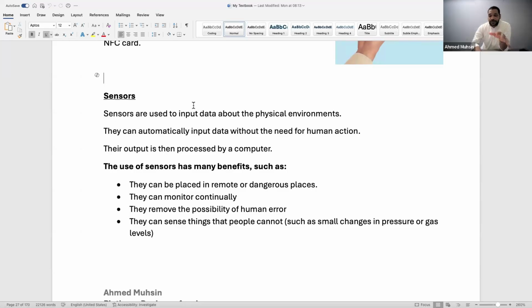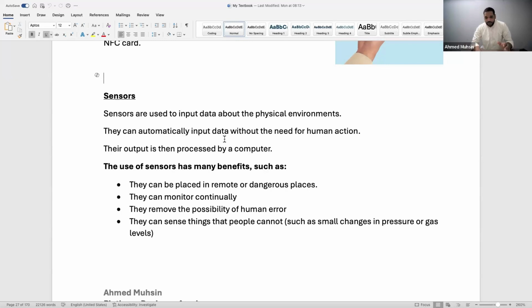What are those changes? We are going to have a look at a few in a short while. At the top, just note down detect changes. In a few minutes, I'm going to tell you what these changes are. Then the second sentence: it can happen automatically without the need of human intervention. They can automatically input data without the need for human action.